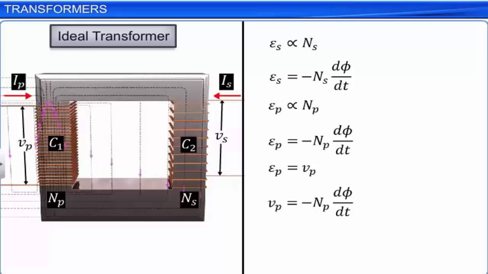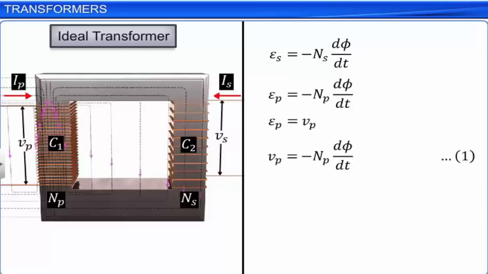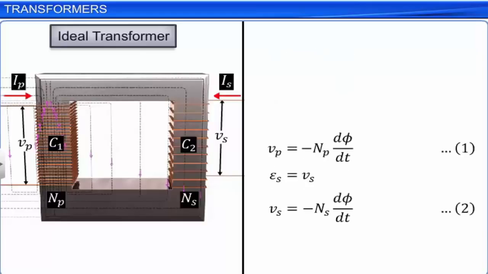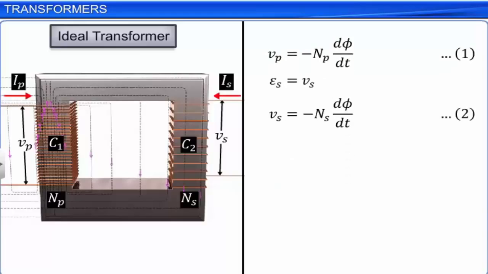If the current taken from the secondary coil is small, as it is an open circuit, then, to a good approximation, we get induced EMF ES equal to voltage across the secondary coil VS. Hence, we have VS is equal to minus NS into d phi by dt. Let this be equation 2. Dividing equation 2 by 1 and simplifying, we get VS by VP equal to NS by NP. Let this be equation 3.